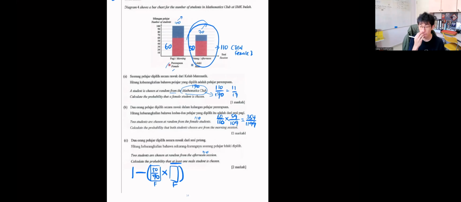And the next one, be careful from the afternoon session. Repeat. From the afternoon session. Because I see two students actually put like 110. No, you are not getting from the females. Yeah, because your totals are supposed to be selected from the afternoon session. That's why I say it will be over 70 definitely. So as for the female, will be 50 over 70 lah.